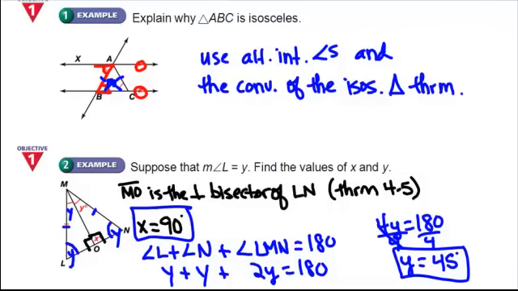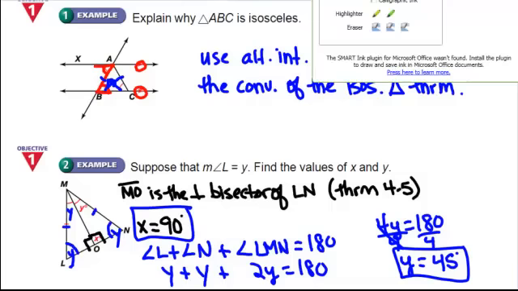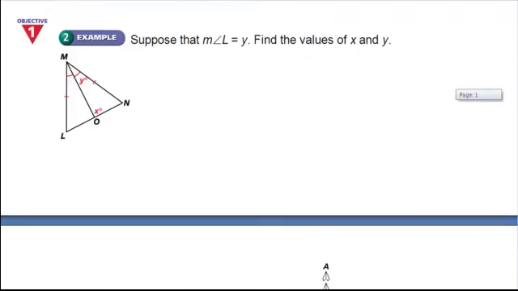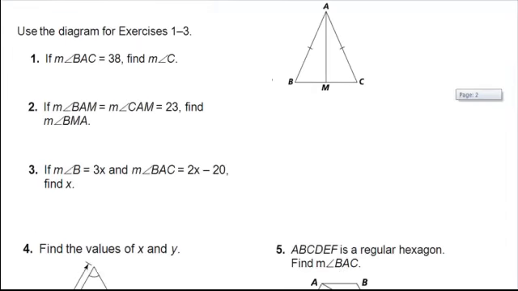Alright, that takes care of that example. Let's flip our papers around and do some more problems. We're going to use this diagram for exercises 1 through 3, and we're going to replace some numbers in here. Right away I noticed an amazing thing about this diagram: I have an isosceles triangle, as indicated by the two congruent legs. So let's take a look at what we're going to do with this.